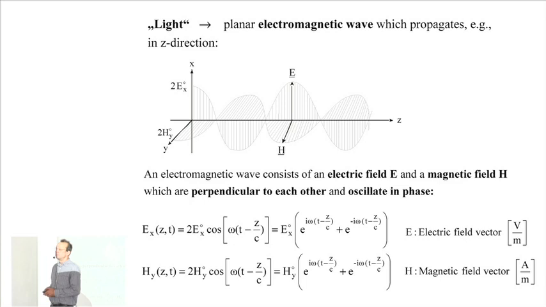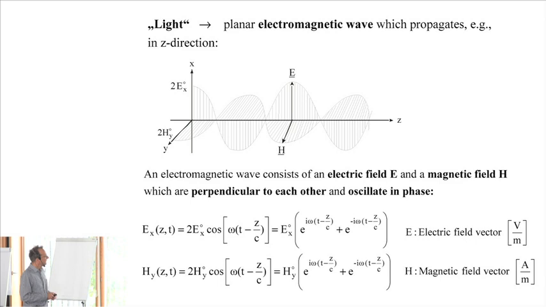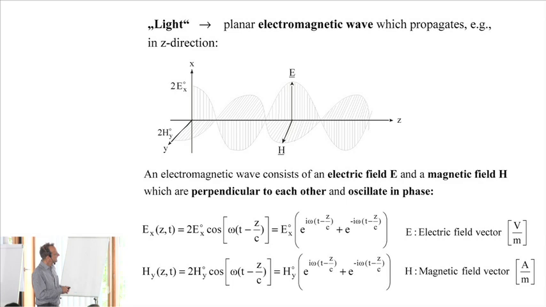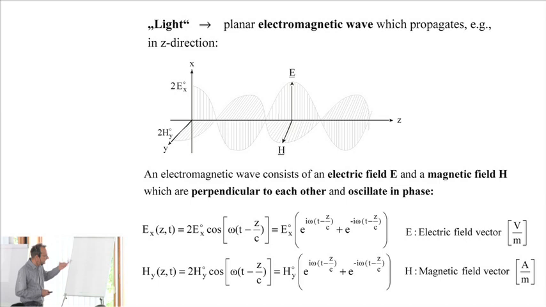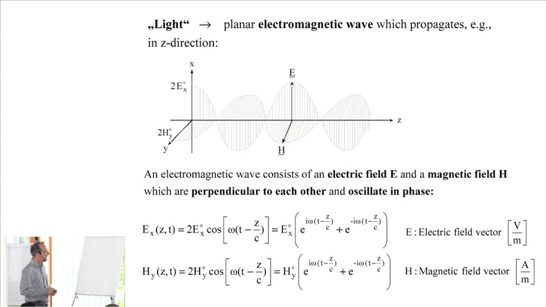So we have the interaction between the molecule and the electromagnetic field, and light is an electromagnetic wave which travels, for example, in the Z direction here. I have put here polarized light. It consists of an electric field, for example, along the X direction, and a magnetic field, H, for example, along the Y direction, which are perpendicular to each other and oscillate in phase. Ex and Hy are described by these wave equations.